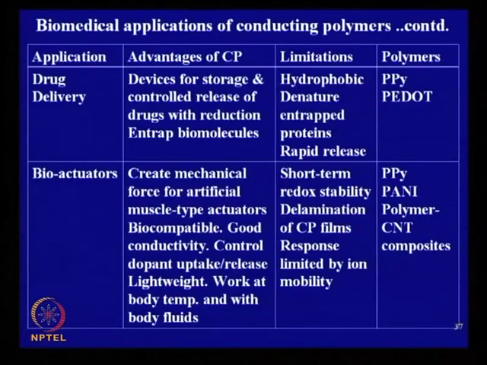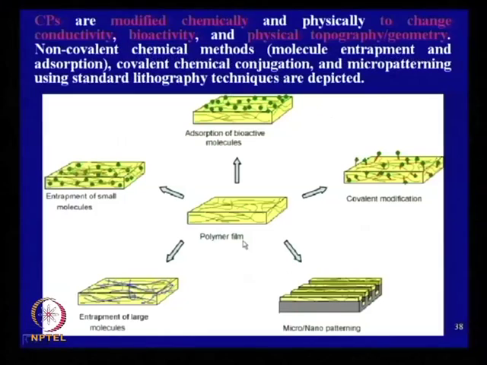So, these conducting polymers, polypyrrole, PEDOT, I will show you what PEDOT is, polyaniline, carbon nanotubes, these are being used for bioactuators and drug delivery. Now, you see conducting polymers are modified chemically and physically to change conductivity.